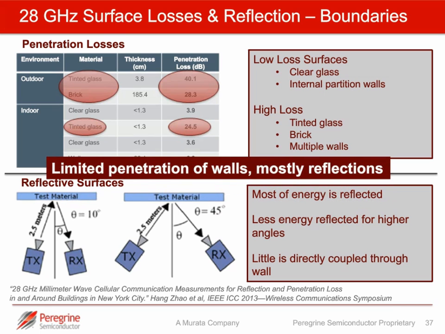So again, what we're going to find is that most of our solid barriers within a building, the signals are not going to penetrate. We're mostly going to get reflections, and the most effective reflections are going to be those with a lower angle.